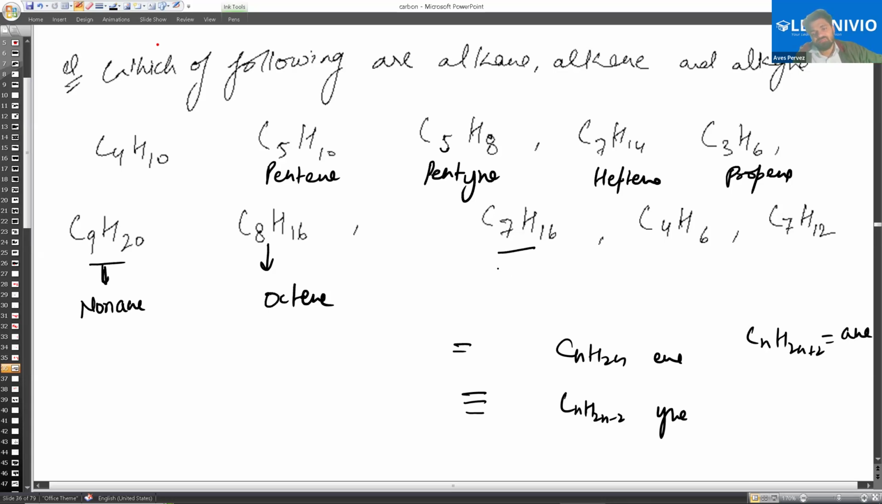This one? Octane. No, heptane. Yes, heptene, sorry, it is correct, greater than double. This one? And this one, butane. No.